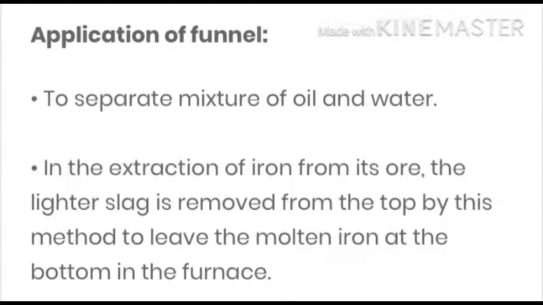In the blast furnace, during extraction of iron, two separate layers are formed. The upper layer consists of the molten sludge, calcium silicate, while the lower layer consists of molten iron. The lighter sludge is removed from the upper hole while the molten iron is removed from the bottom hole of the furnace.